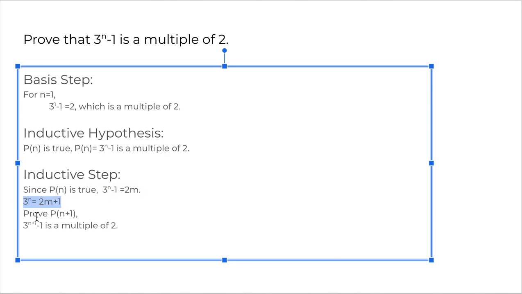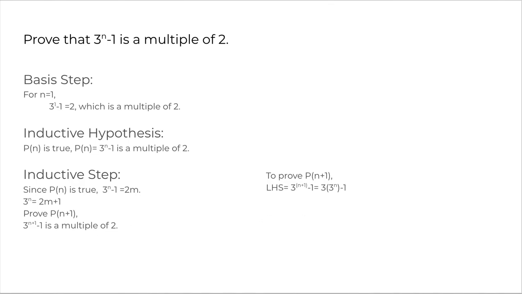Now, we need to prove that P of n plus 1 holds true according to the principle of mathematical induction. That is, 3 raised to n plus 1 minus 1 is a multiple of 2, right? So we need to prove that P of n plus 1 holds true, and the LHS becomes 3 raised to n plus 1 minus 1. So I write 3 raised to n plus 1 as 3 times 3 raised to n. I'm distributing the power n plus 1 as 3 raised to 1 and 3 raised to n.